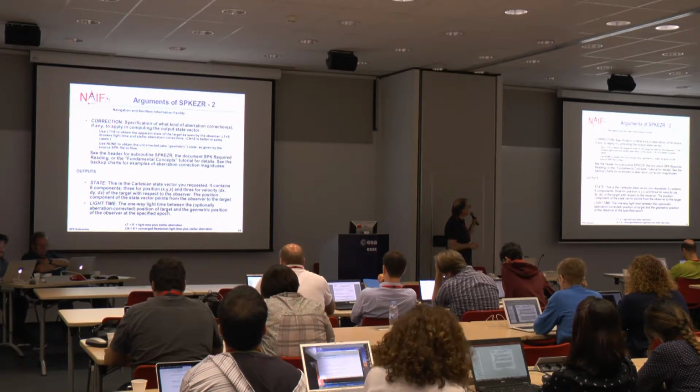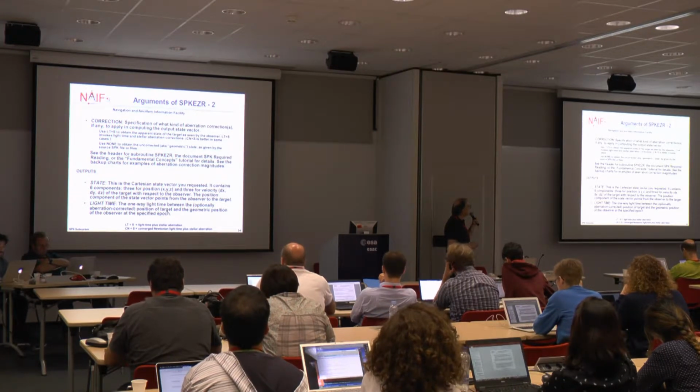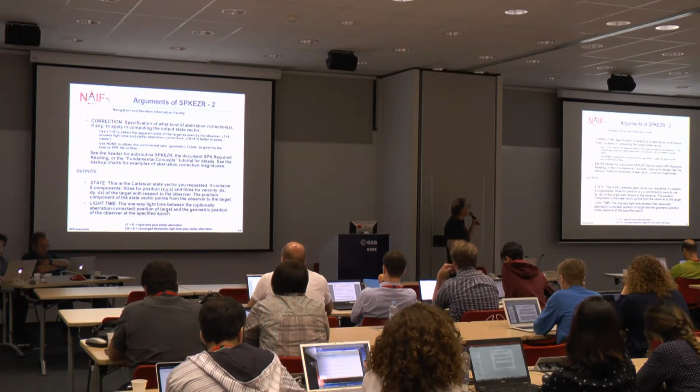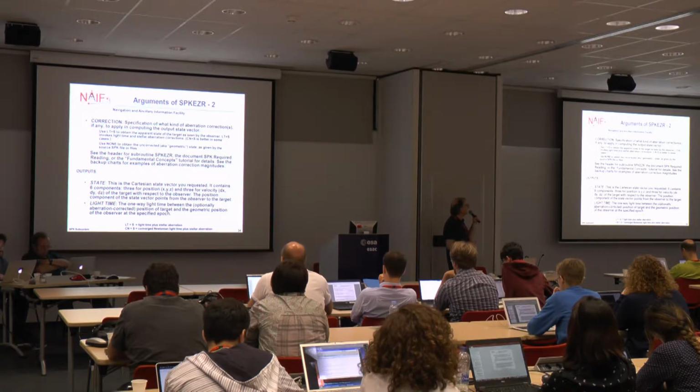CN plus S is better in some cases. The difference between LT plus S and CN plus S, or just LT alone and CN alone, is that CN invokes the converged Newtonian aberration correction. That is a more accurate aberration correction estimate. And there are some cases where it makes a difference. Many times it makes no difference.